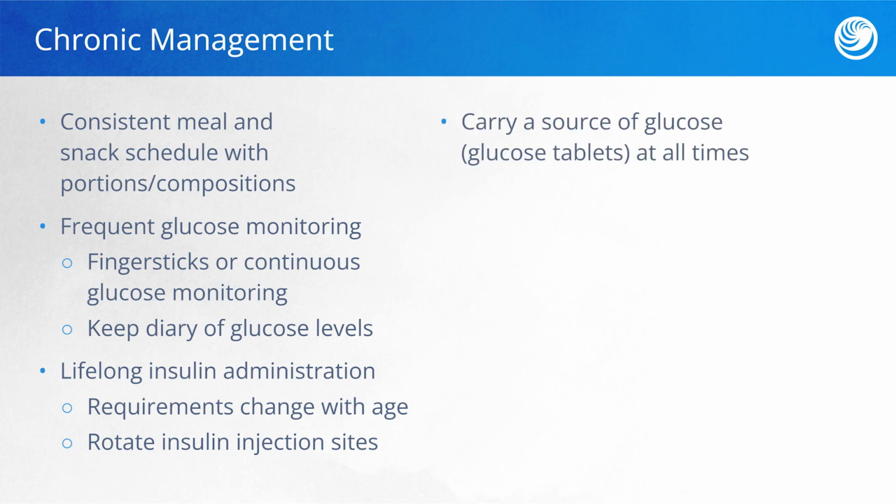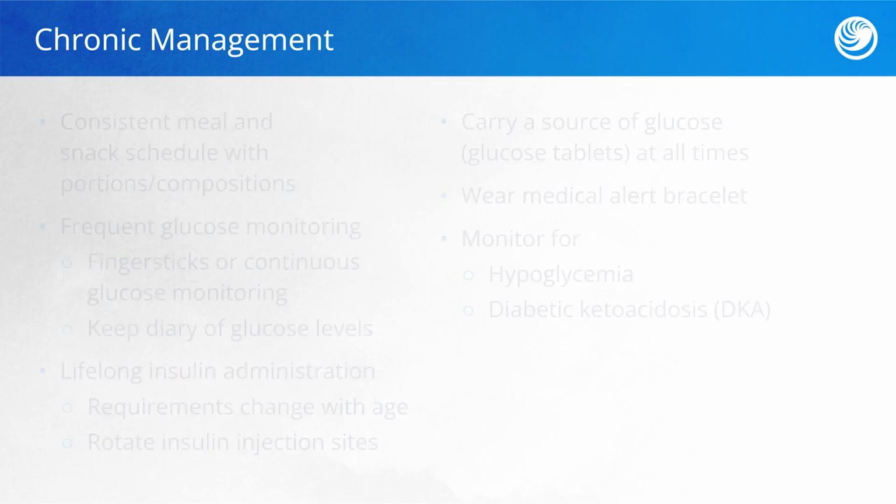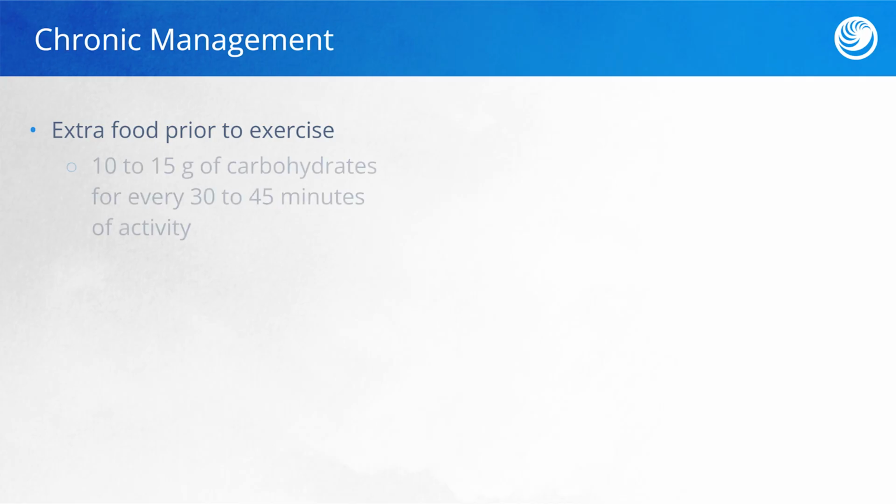They're also going to have to carry glucose tablets with them at all times and wear a medical alert bracelet just in case they have a diabetic emergency. Teach your patient to monitor for hypoglycemia and also all those signs of DKA. Patients with diabetes type 1 are also going to need extra food prior to exercise. Remember, when we're exercising, we're at a higher metabolic need and we're going to need more calories. Usually 10 to 15 grams of carbohydrates every 30 to 45 minutes of activity.